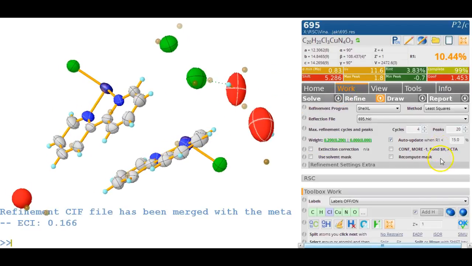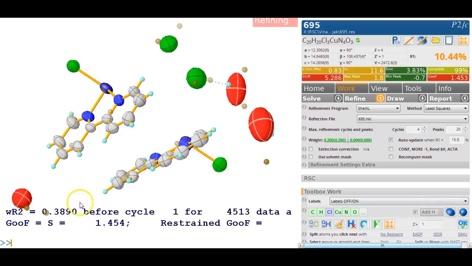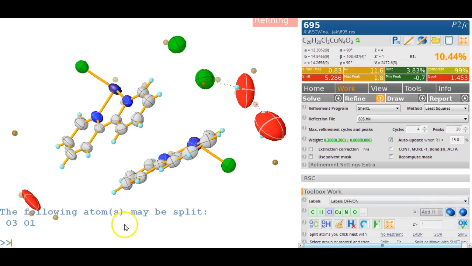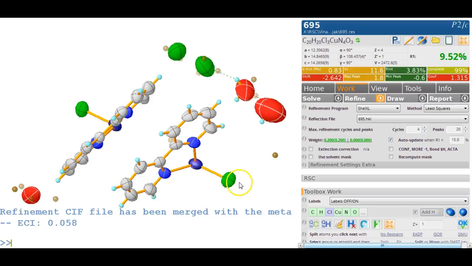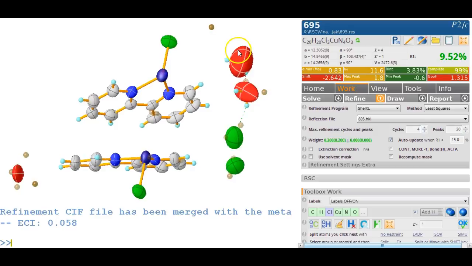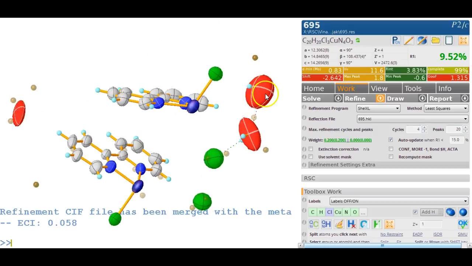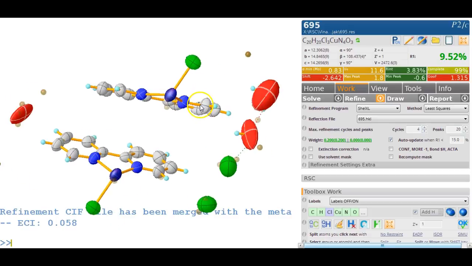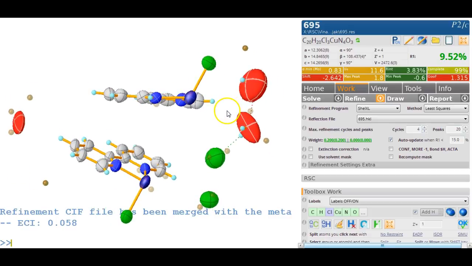Let's make this all anisotropic. So this water is also anisotropic. It's not a very healthy water. And now I guess the problems begin. So that water molecule looks like it's taking up too much room. It is really less occupied than suggested by this model.